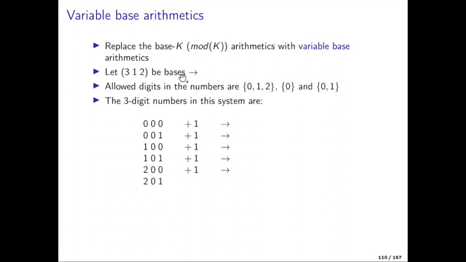Let 3, 1, and 2 be the bases of 3 digits. The allowed digits are the numbers 0, 1, and 2 for the first, when you have base 3, like we've seen before. Then for base 1, the only feasible digit is 0. And base 2 allows 0 and 1, like binary numbers that you all know too well, right? And then this is going to be for the first digit, and then for the second it's 1, and so on.